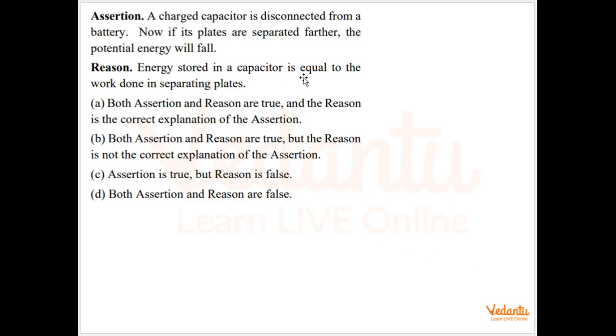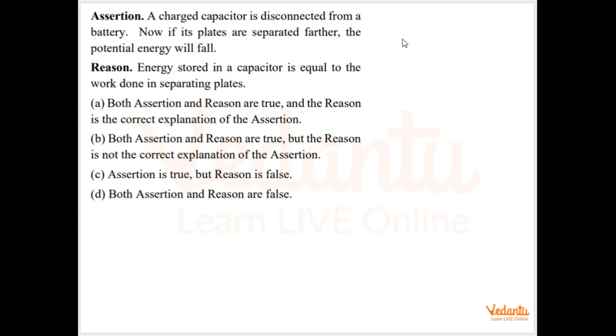My dear bacha log, so in this question we have a charged capacitor that is disconnected from a battery. Now if the plates are separated further, what will happen to the potential energy?